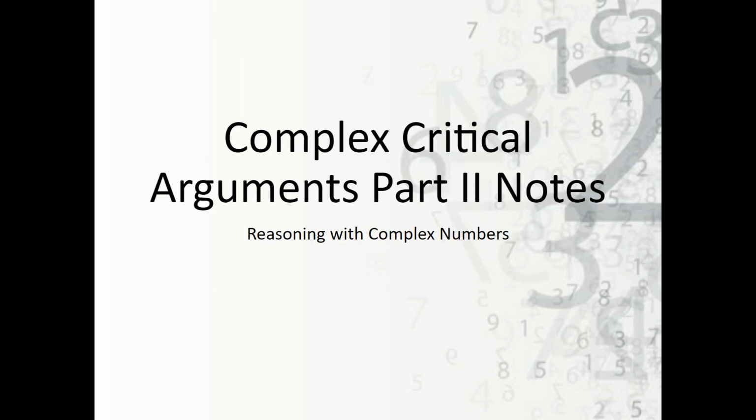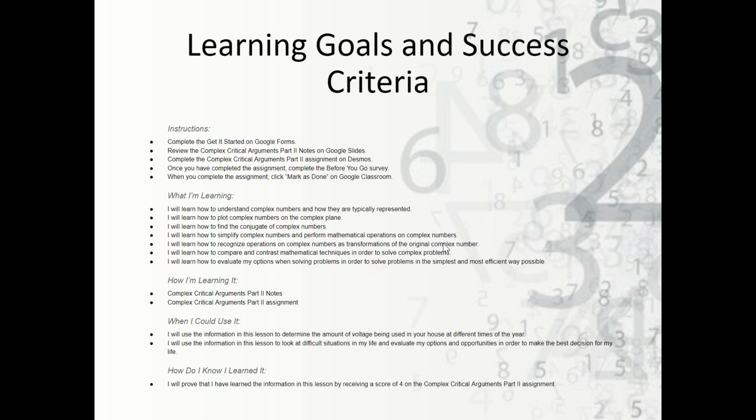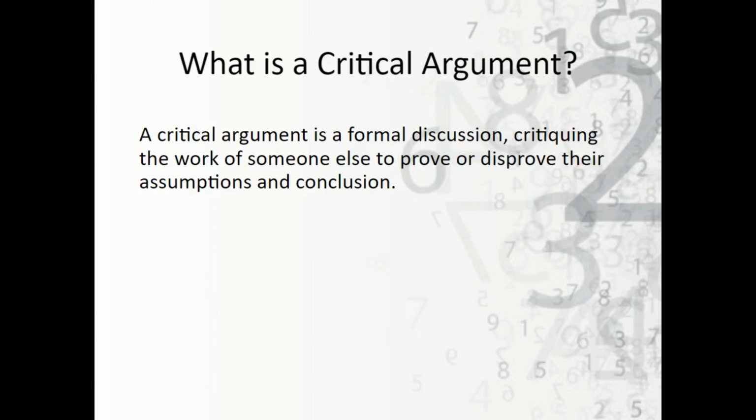Let's take a look now at the Complex Critical Arguments Part 2 notes. The notes begin with the learning goals and success criteria. First of all, what is a critical argument? A critical argument is a formal discussion critiquing the work of someone else to prove or disprove their assumptions and conclusion. Another way of saying this is you're creating an articulate argument. So you're deciding whether that person is right or wrong, and you're giving reasons why they are right or wrong.